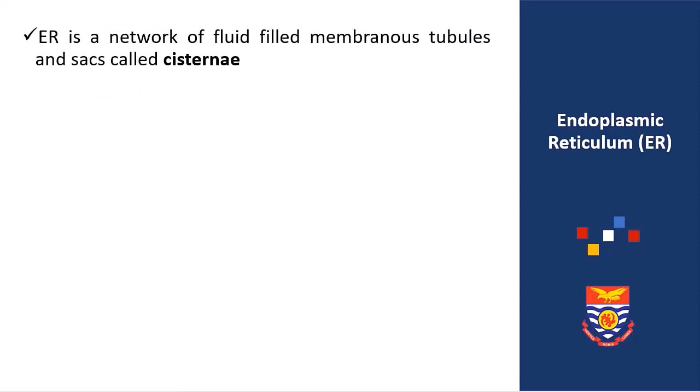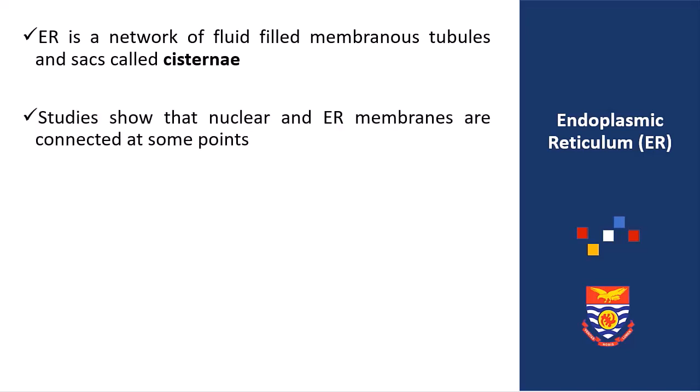The endoplasmic reticulum is a network of fluid-filled membranous tubules and sacs called cisternae, and it accounts for over half the total number of membranes in eukaryotic cells. Studies have shown that the nuclear membrane and endoplasmic reticulum membrane are connected at some point, but the endoplasmic reticulum membrane contains some distinctive proteins not associated with nuclear functions.